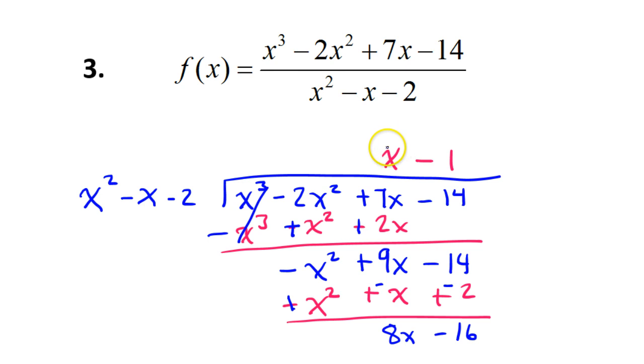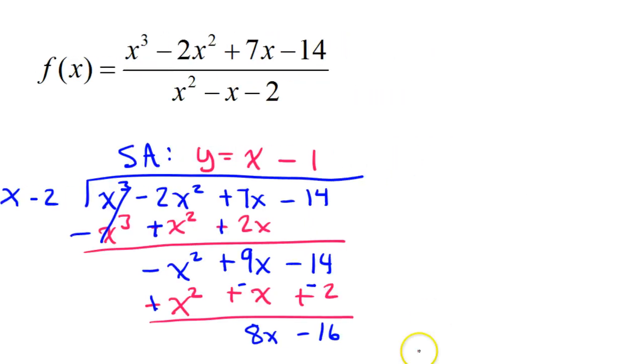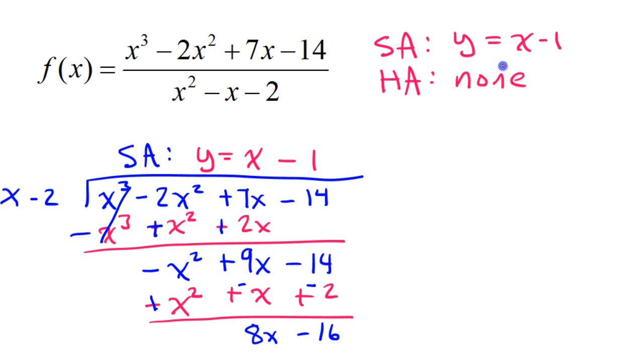So that means this quotient, not including the remainder, is going to be my slant asymptote. All right, so my slant asymptote is going to be y equals x minus 1. So I might as well get my little list going. I'm going to have slant asymptote y equals x minus 1. The degree of the numerator is higher, so you will never have a slant asymptote and a horizontal asymptote. So horizontal asymptote, none.